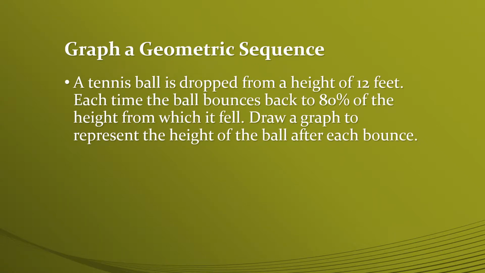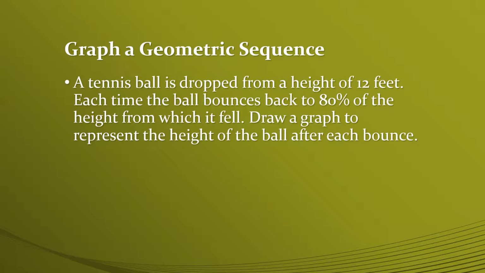Okay, last up in this chapter section. We're asked here to graph a geometric sequence, and we're given a word problem. It says a tennis ball is dropped from a height of 12 feet. Each time the ball bounces back to 80% of the height from which it fell. Draw a graph to represent the height of the ball after each bounce.